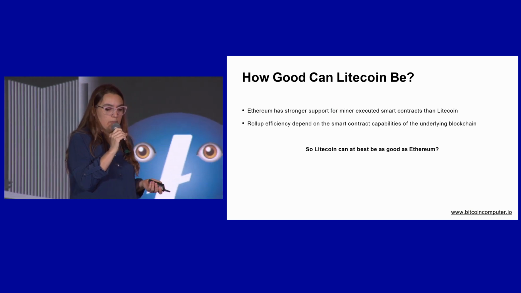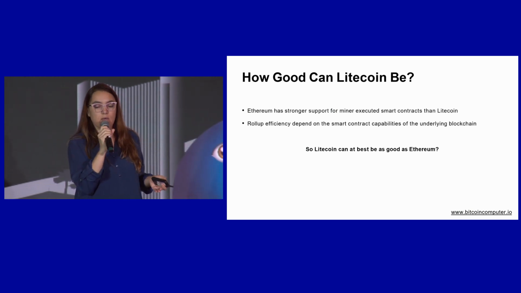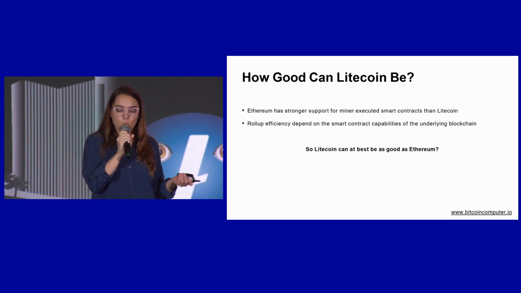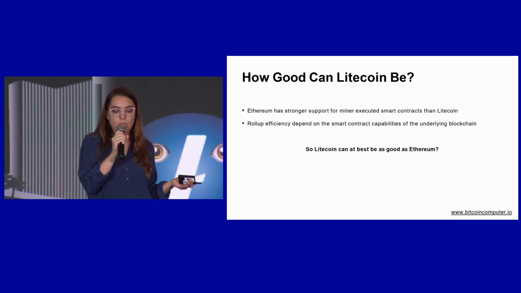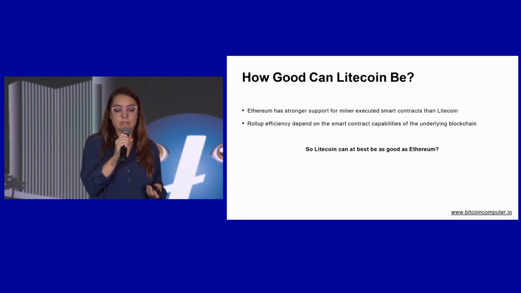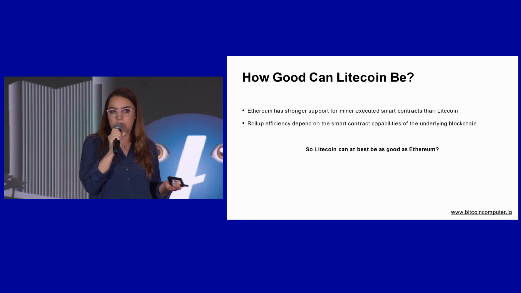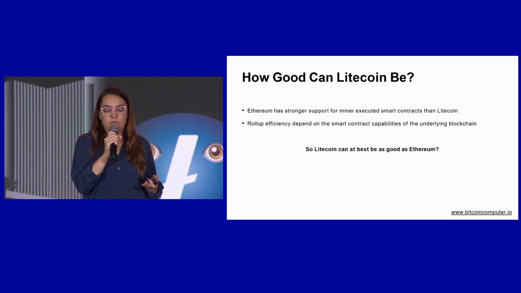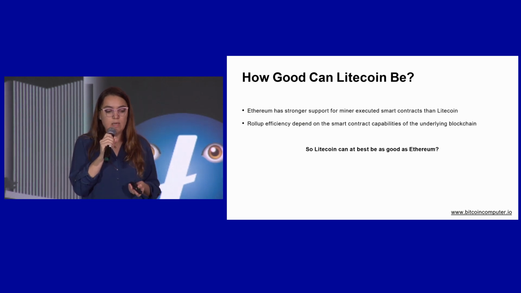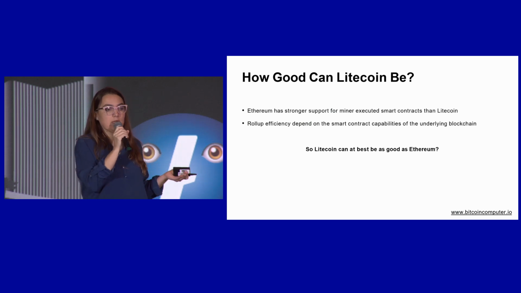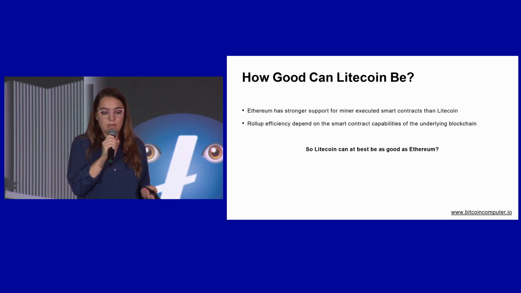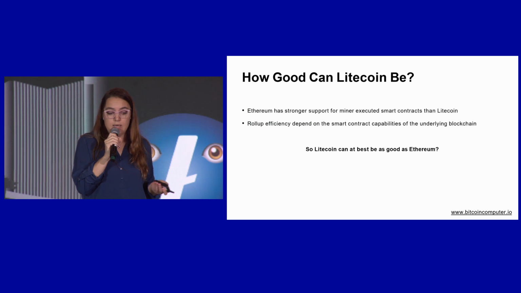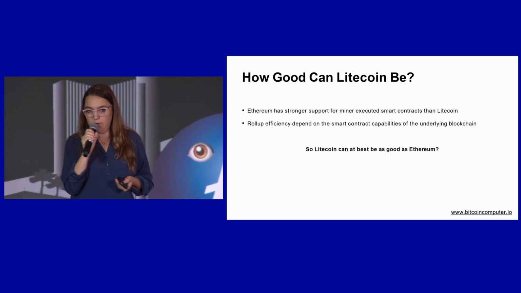So the question is, how good can Litecoin be compared to Ethereum, for example? We know that Ethereum has stronger support for miner-executed smart contracts, because its underlying smart contract system is Turing complete, compared to the scripting language on Litecoin, which is restricted for efficiency purposes. We also know that rollup efficiency depends on the smart contract capability of the underlying L1. So one would think that Litecoin can be at best as good as Ethereum.